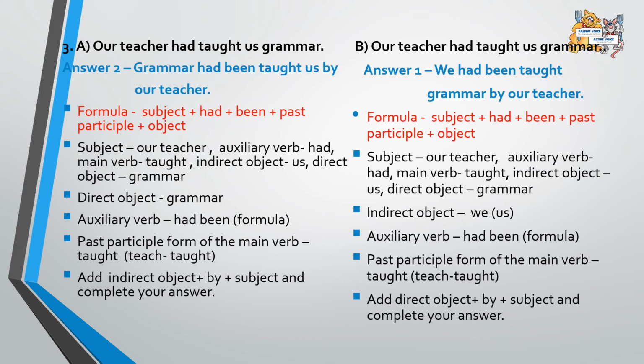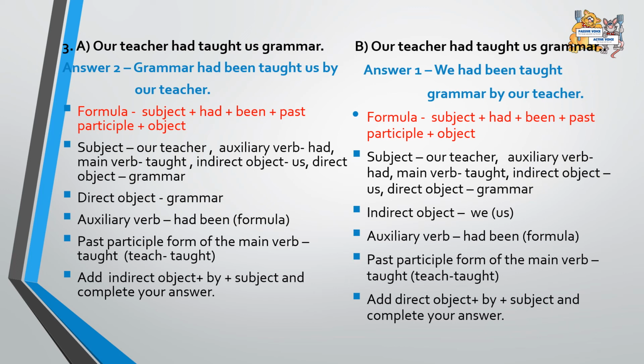Children, this is the third example: Our teacher had taught us grammar. It looks tricky, but when you follow the steps, it will be easy to form passive voice sentences. In this sentence, the subject is our teacher, the auxiliary verb is had, the main verb is taught, the indirect object is us, and the direct object is grammar. Children, in this sentence, there are two objects, the direct object and the indirect object.